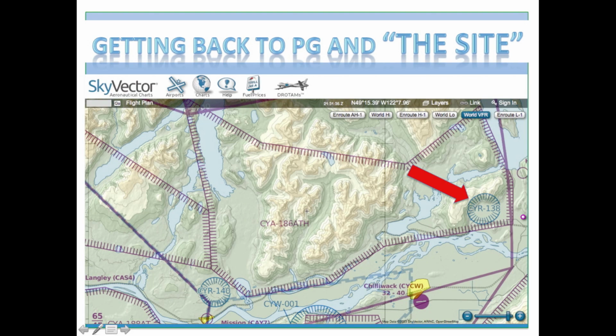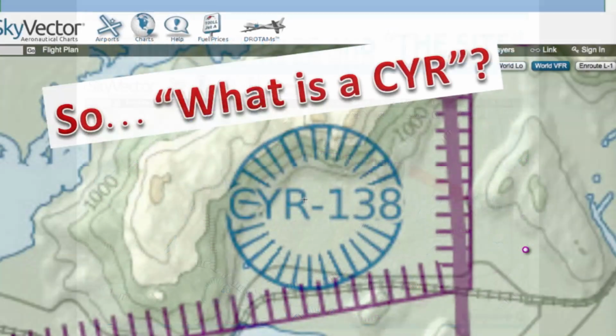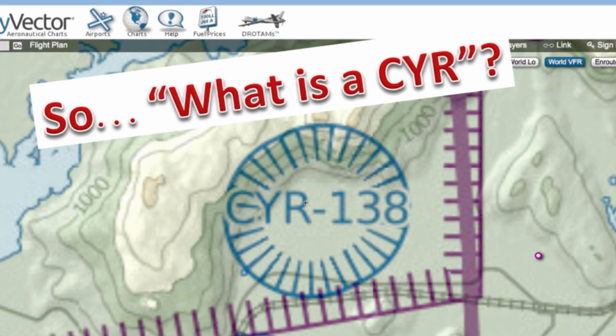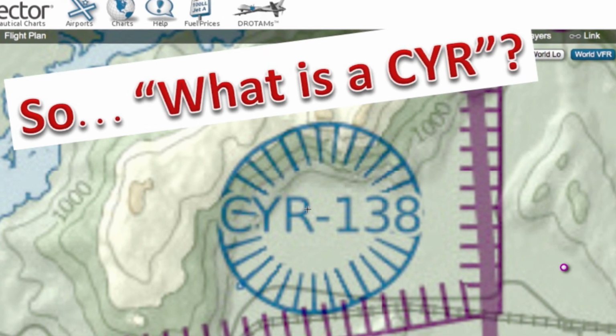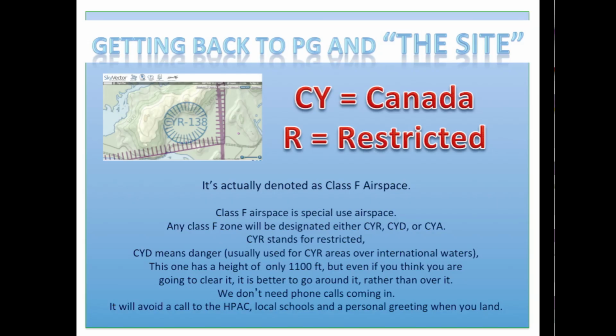Okay, so here on the bottom right hand corner of the screen, or the southeast corner of the CYA, we see a blue circle with CYR in it. What the heck is that, you might be asking? Alrighty, CY equals Canada, R equals restricted. It's actually denoted as Class F airspace. Class F airspace is special use airspace.